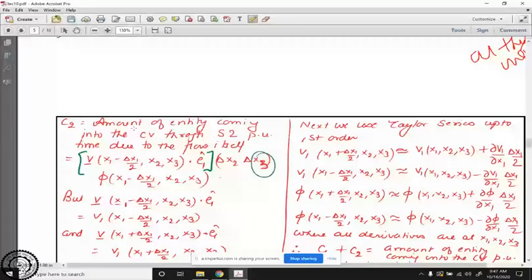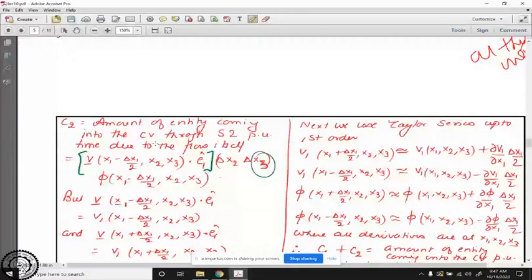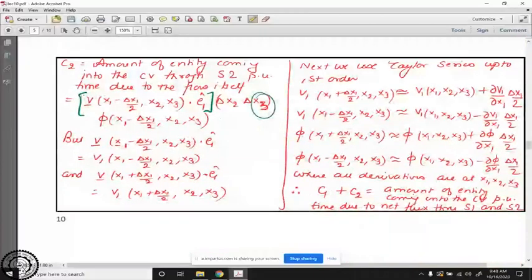So I'm still keeping into the control volume through the S2 surface, which is right opposite to S1. Amount of entity coming into the control volume through S2 per unit time due to the flow field itself, I mean due to the transporter velocity. And what will the expression for that be? That expression would be, again, I have to dot V with E1. E1 is the direction, and here V should be taken on the left face, on the S2 face, which is displaced from the center by delta x1 by 2. That's why I should have V at x1 minus delta x1 by 2, x2, x3, right?